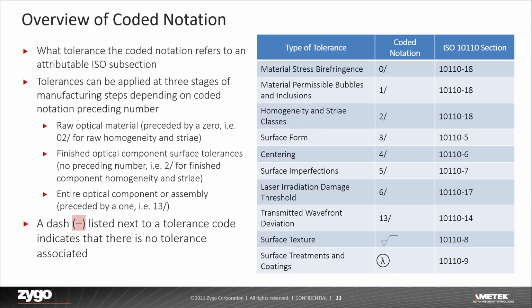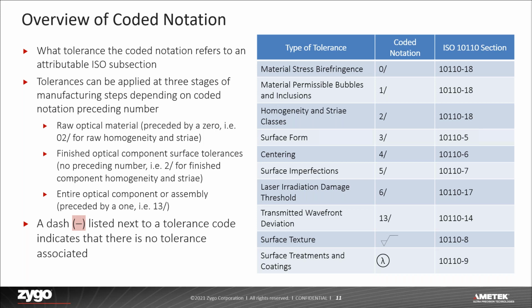On the right is an overview of the coded notation that ISO 10110 uses, along with the associated subsection. Going through this list, the first three tolerance types, 0/, 1/, and 2/, are for material information. These tolerances are for the finished optical component and not the raw material. The 3/ is surface form or figure. This is the section that Zygo specializes in.